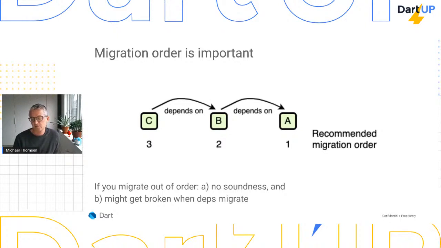If you, by mistake, for example, happen to migrate out of order, so if you migrate B prior to A having been migrated, you get no soundness. That, of course, is an issue. But you can also get some issues that when A then finally actually does migrate and you upgrade to a newer version, semantics will change because the null safe type system is a little bit more restrictive. So code that worked before may stop working. If you migrate things in order, you get none of those issues. So it really is the best experience.